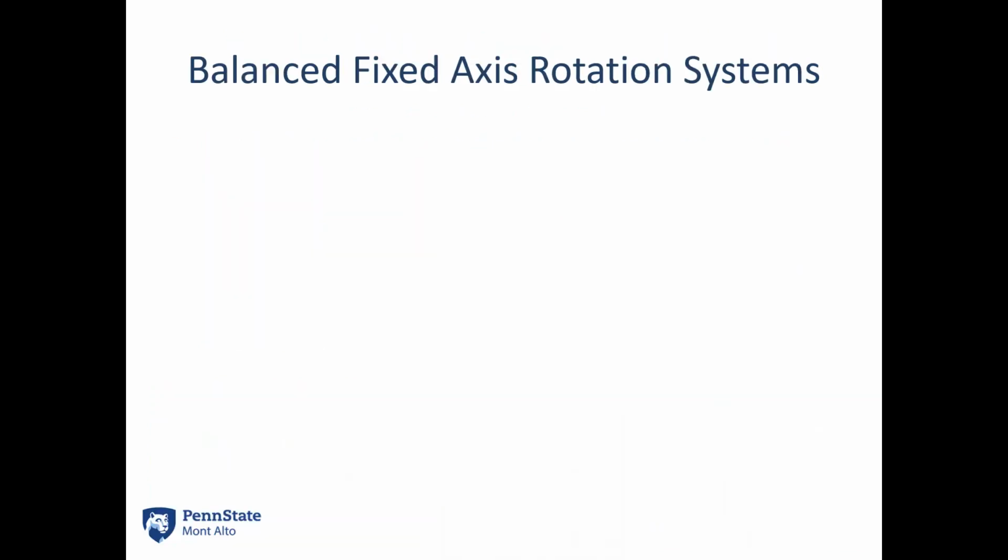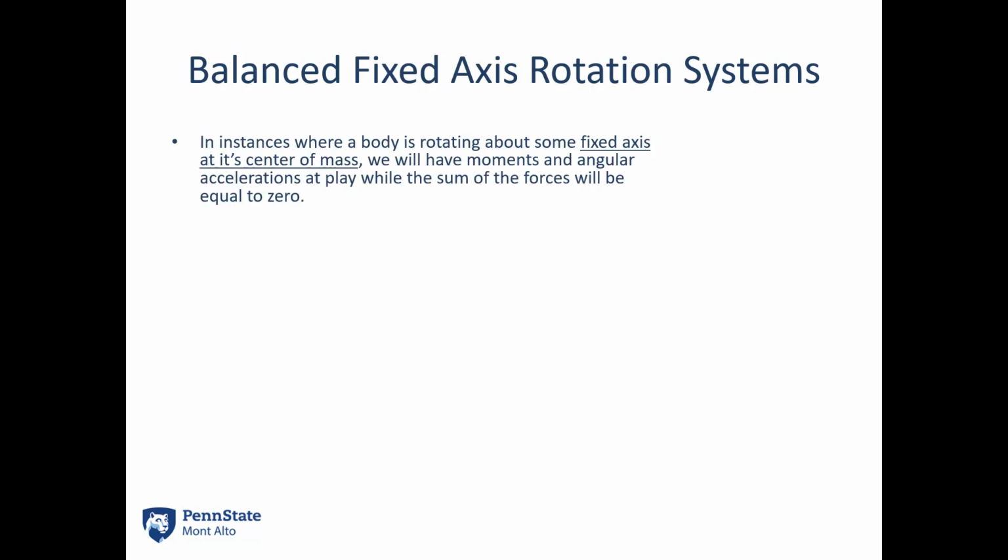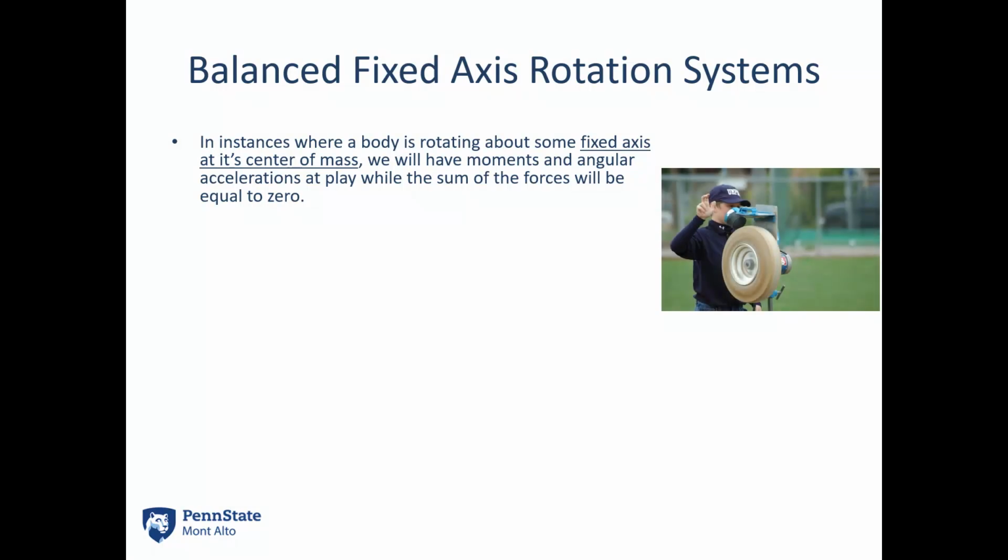All right, so fixed axis rotation systems come in two types. We're going to have balanced systems and unbalanced systems. A balanced system is where the body is rotating about a fixed axis at its center of mass. So our pitching machine was rotating about that. The center of mass of that wheel is going to be the axis of rotation. Same thing with our hard drive. Our hard drive is rotating about its center point.